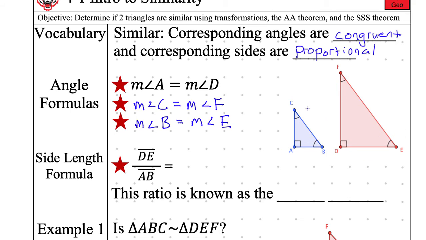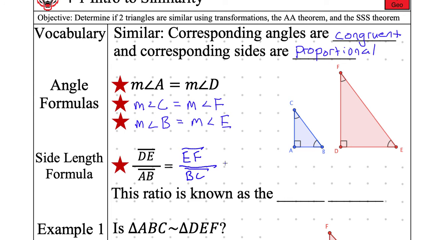So how do I write that down? I say, well, if I divided line segment DE by line segment AB, that would be equal to line segment, I guess we can say EF, just going around the triangle, EF. So this line segment EF is that hypotenuse of that red triangle. If I divide line segment EF by line segment BC.